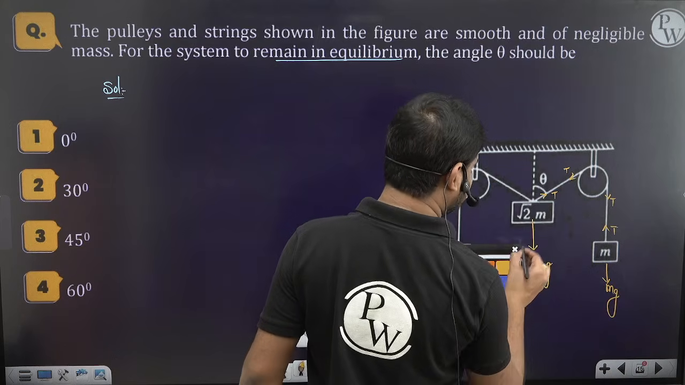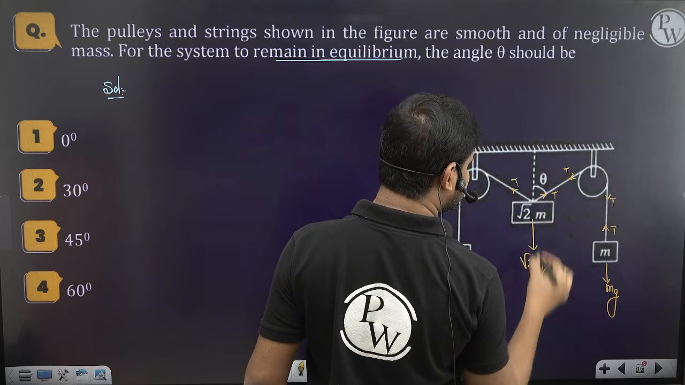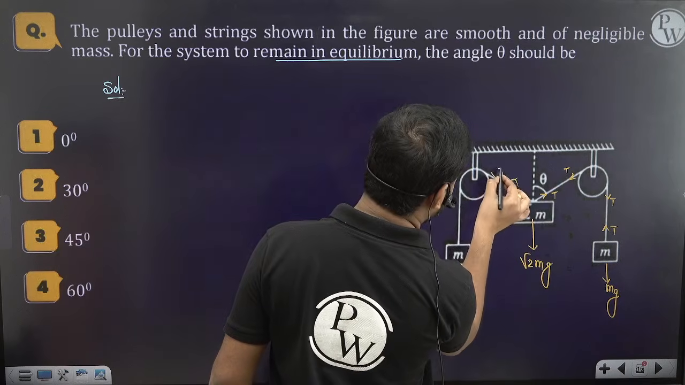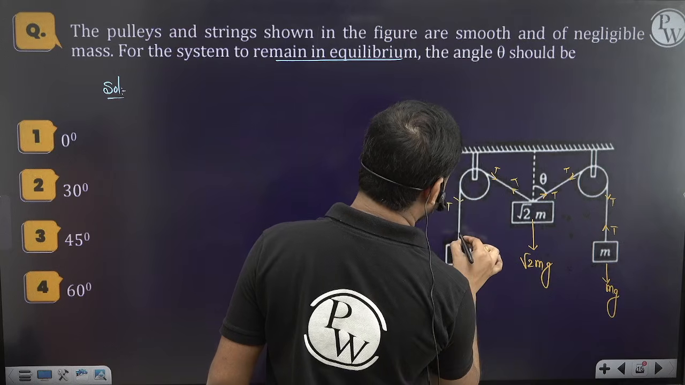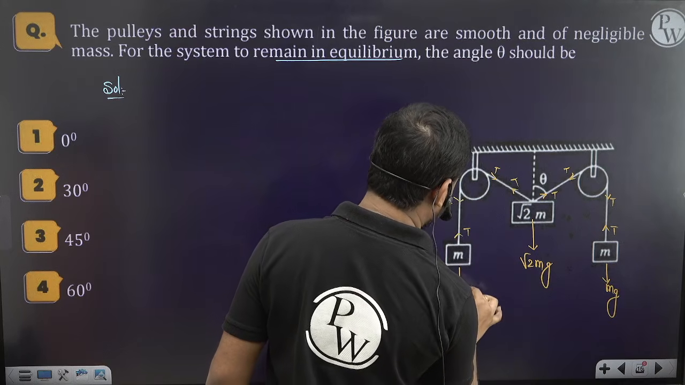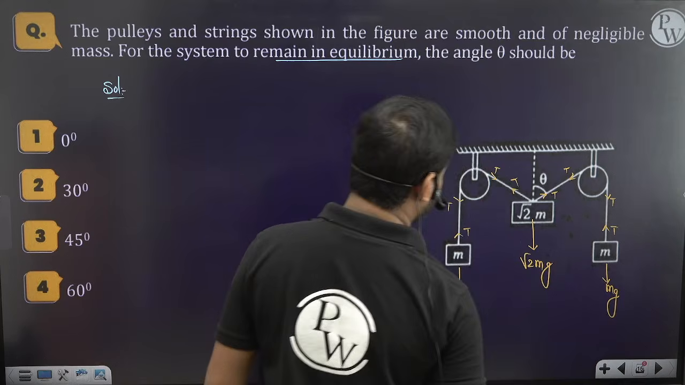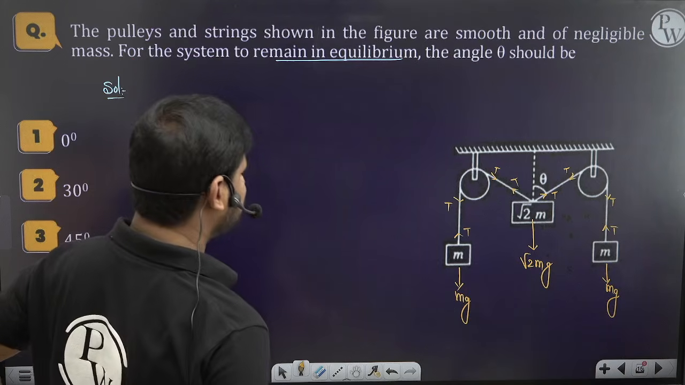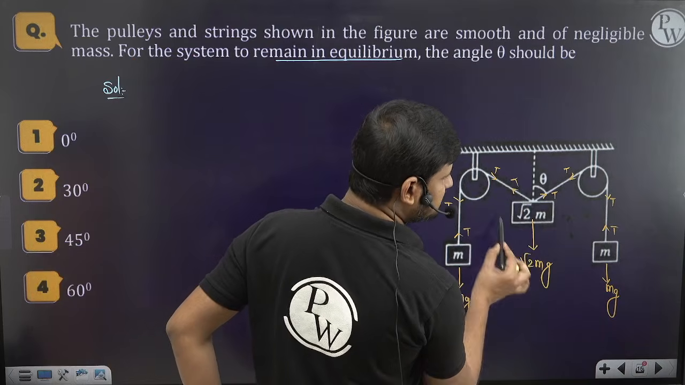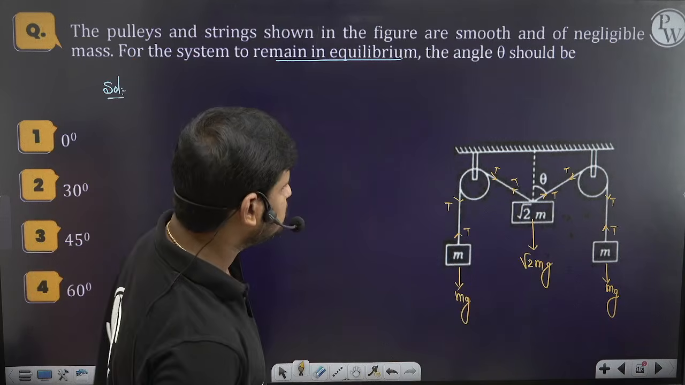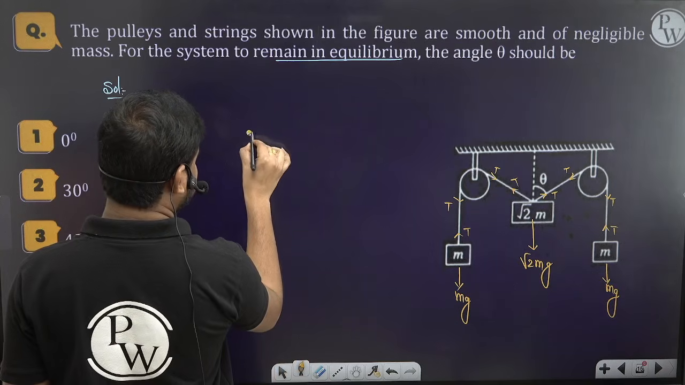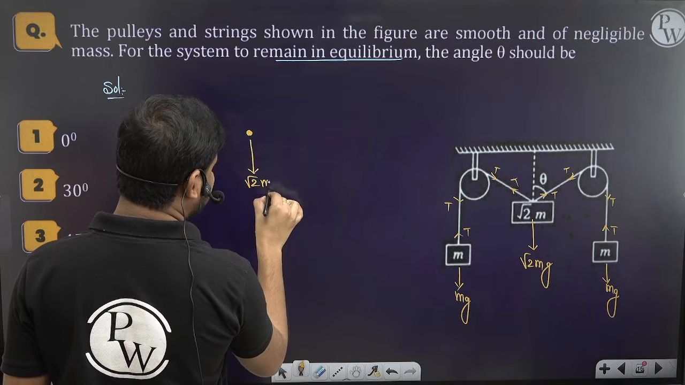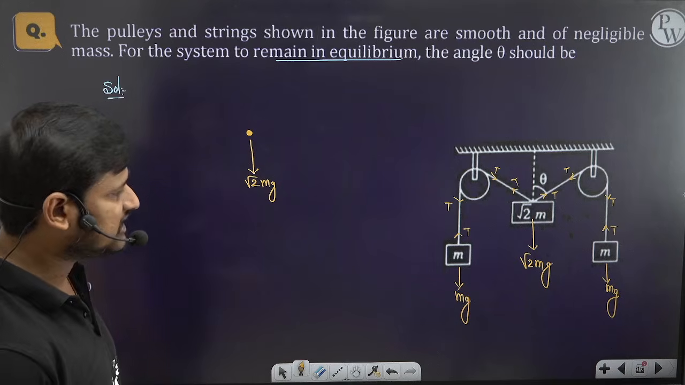So here, if the tension is T, here also the tension T will act. And then again away from the pulley T, and again away from the pulley T. And here again T, and here mg. Now they said for the system to remain in equilibrium, first I'll consider this portion. At the root 2m, a point mass, root 2 mg is acting downside.